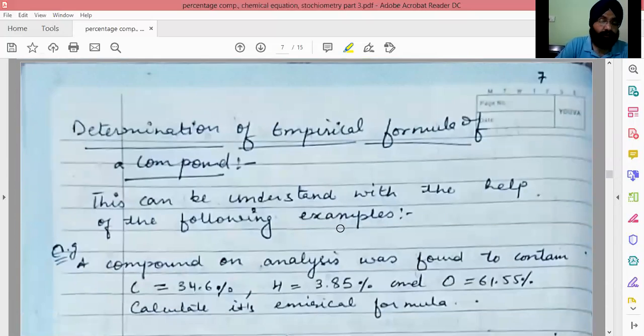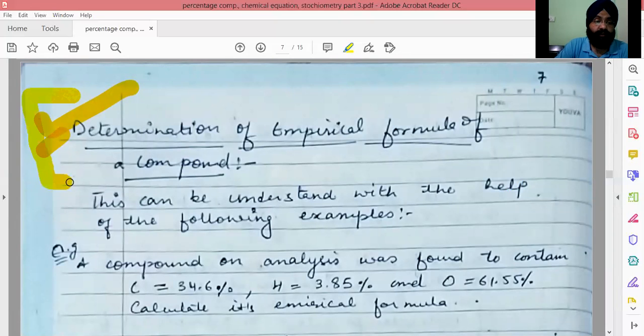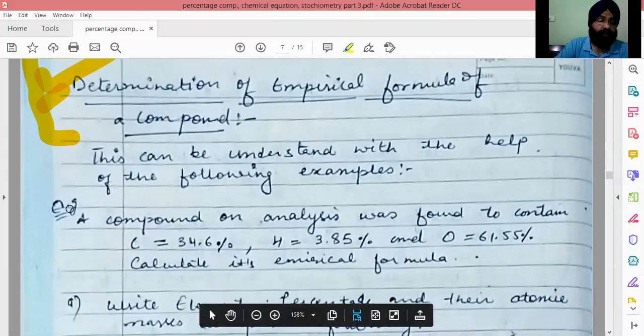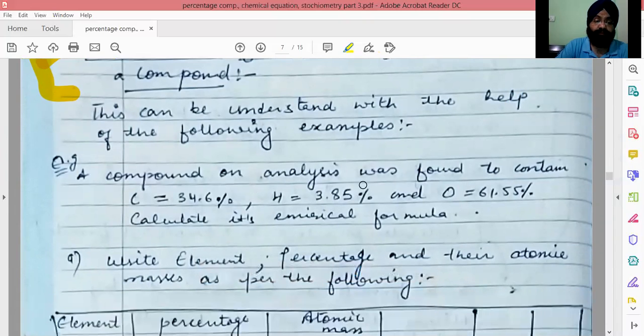Now next, this is how you will get questions in your examination. The topic is determination of the empirical formula of a compound, and this includes both of the above topics, that is percentage composition as well as empirical formula and molecular formula. Here is an example to explain it: a compound on analysis was found to contain carbon 34.6%, hydrogen 3.85%, oxygen 61.55%.